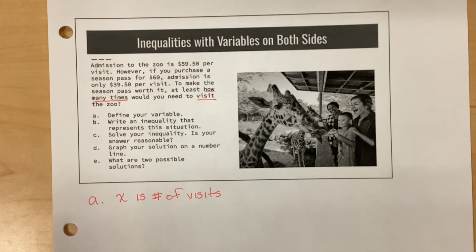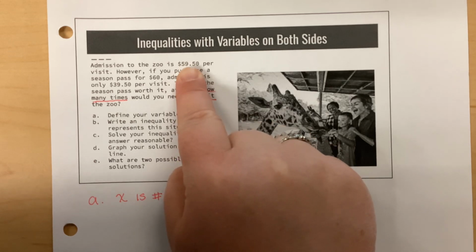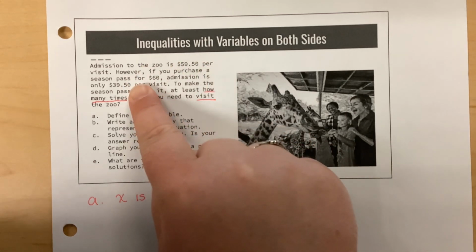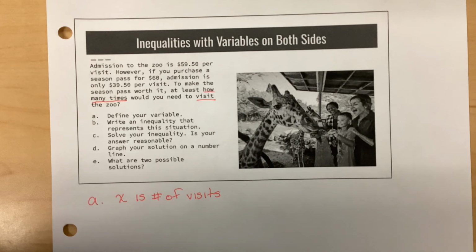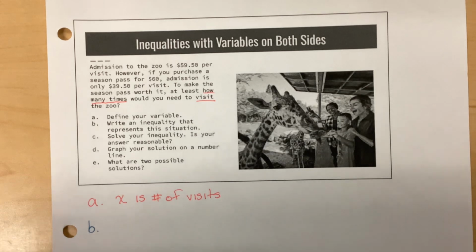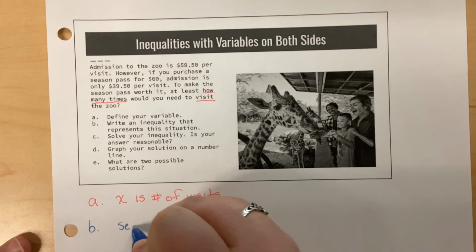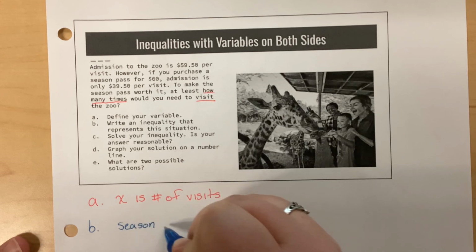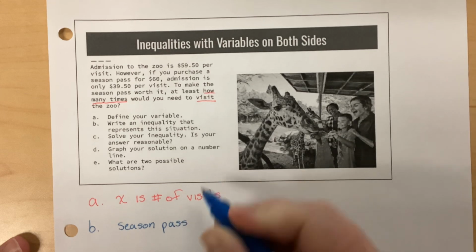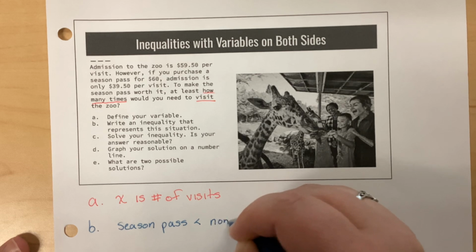Okay, now remember when we talked about equations with variables on both sides, we were comparing two things, which is exactly what we're doing here. We are comparing the price without the season pass to the price with the season pass and trying to decide when it is beneficial to have that season pass. So essentially what I'm looking for is when is the season pass going to be cheaper than using the non-season pass.